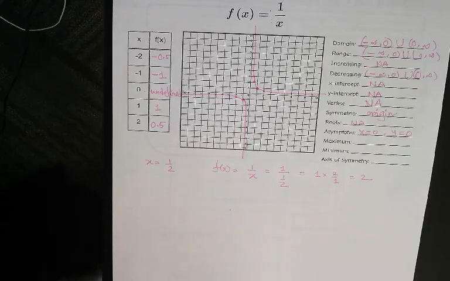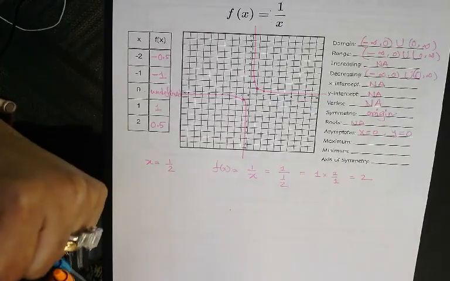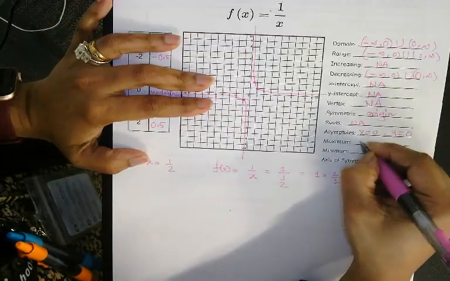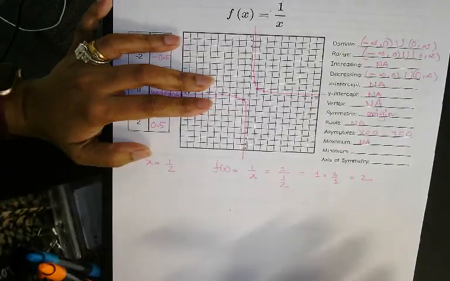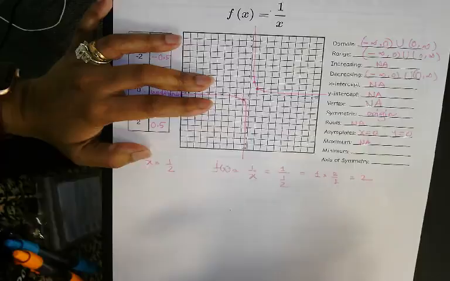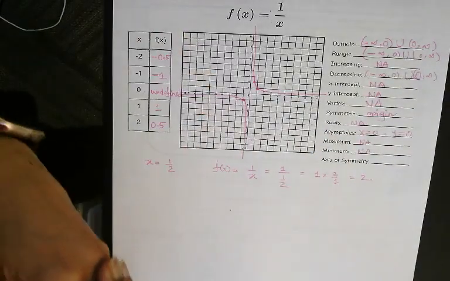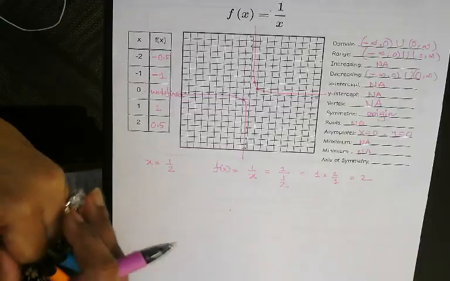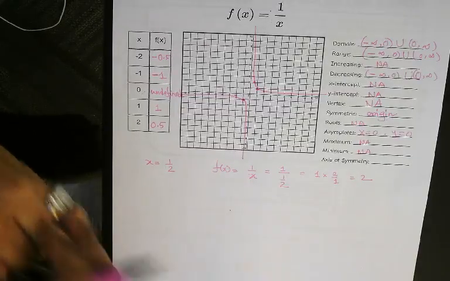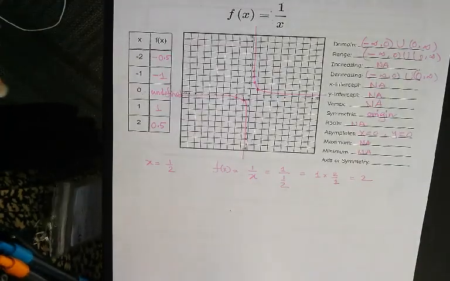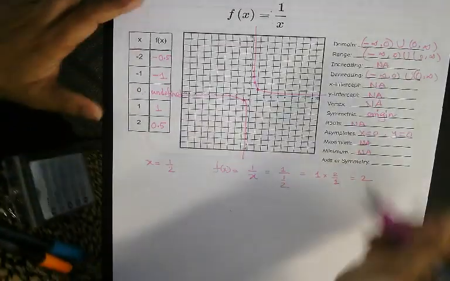Maximum. Do we have any maximum point? It's going towards infinity, so there is none. Do we have any minimum value? Axis of symmetry. Is there a line? No, it's a point symmetry. It's the origin, just according to the point. So, there is none.